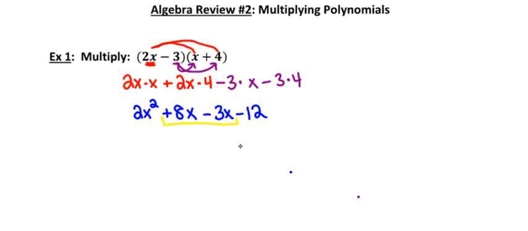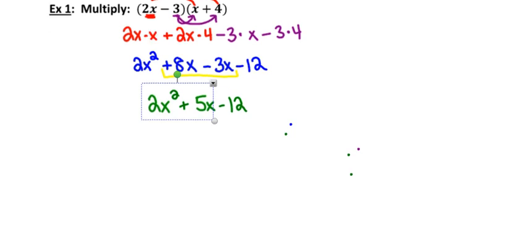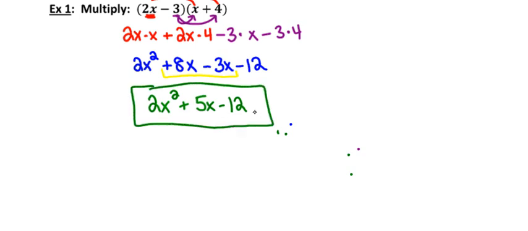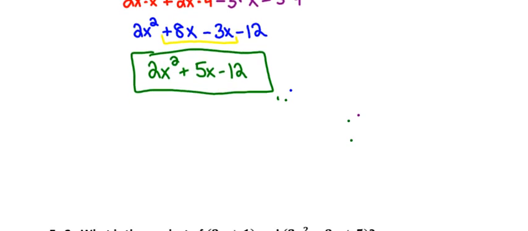And like in the last video, I'm going to combine any terms I have that are like terms, which in this case are going to be the middle two terms, which will lead me to my answer of 2x to the second plus 5x minus 12. And again, I'm going to write all of my answers in standard form, meaning with my largest exponents at the beginning and terms with no exponents, called constants, at the end. All right, so there was just my fancy form of the distributive property.